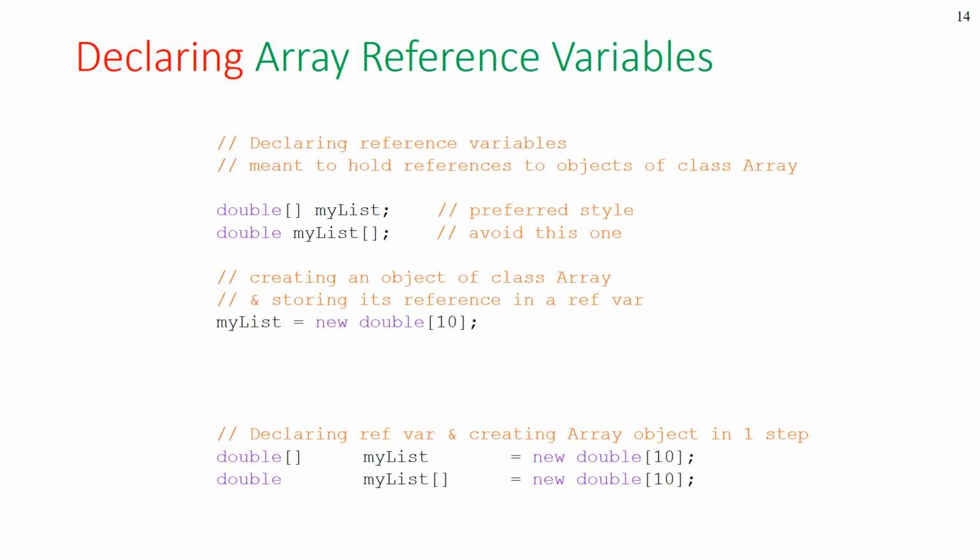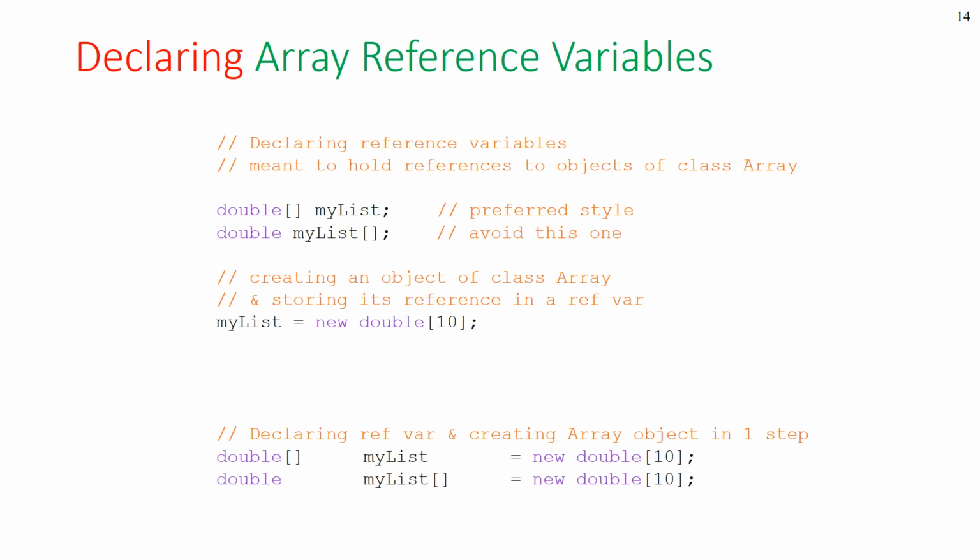What I'm showing you here is that when you declare, it's always my list is a reference variable meant to hold a reference to an object of class, array of double. An array of double contains only double data type values, okay? So here, new, the data type for the element, how many elements you want, like we just did, and that's it, okay? So you can do it in one step, which is what we have done on the slide.